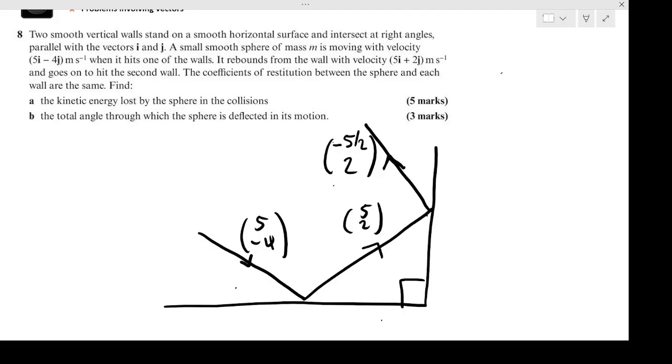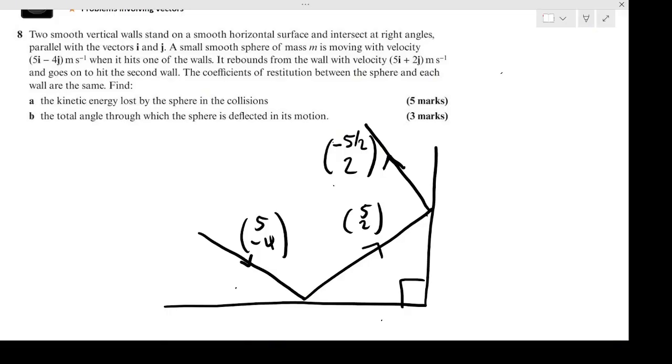And now part B is asking for the total angle for which the sphere is deflected. So it's talking about the total angle of deflection. Now, we have looked at angle deflection last time, but we've only looked at it for a single collision. The added complication here is that we've got multiple collisions. So how are we going to work out the total angle deflection? We can calculate it in probably the way you expect: I can consider them individually.